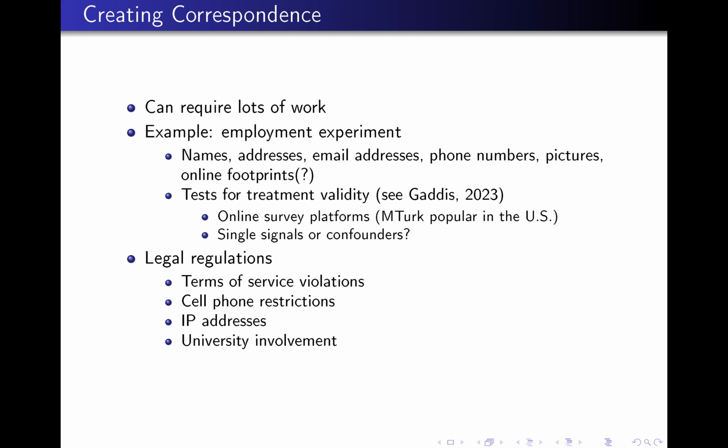This is not normal in the US, but in a lot of Europe it is. Arguably we need some sort of online footprint, and no one has really cracked this, because there's not a great way to make up a bunch of LinkedIn profiles where we can vary things and quickly populate them with networks. I'll talk a little bit about tests for treatment validity at the end, with names or other signals. And then there's a whole host of legal regulations that you can run into with this.